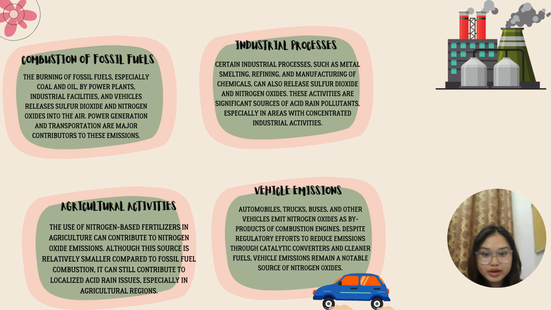These activities are significant sources of acid rain pollutants, especially in areas with concentrated industrial activities. The last one is vehicle emission. Automobiles, trucks, buses, and other vehicles emit nitrogen oxide as a byproduct of combustion engines despite regulatory efforts to reduce emissions through catalytic converters and cleaner fuels. Vehicle emissions remain a notable source of nitrogen oxides.